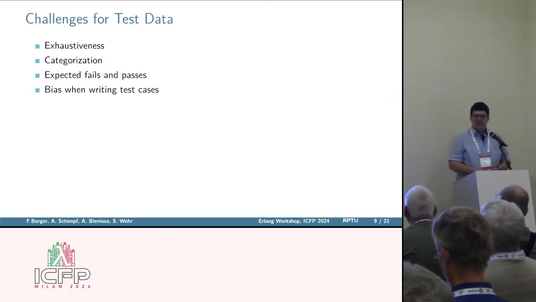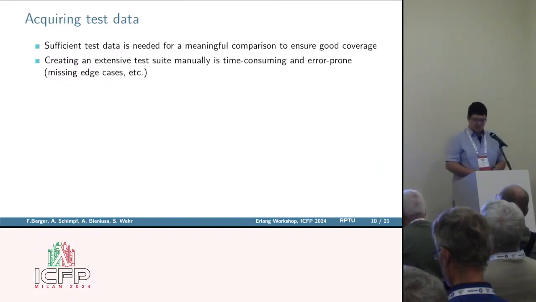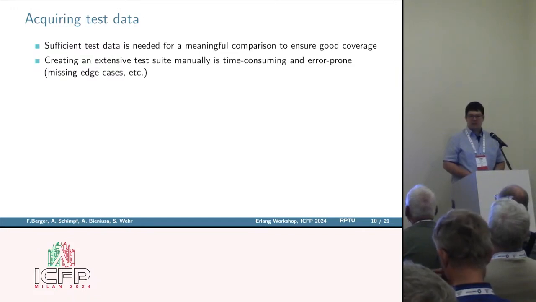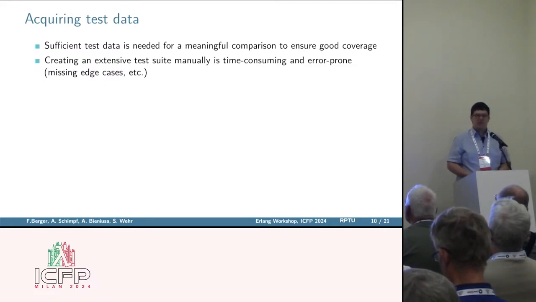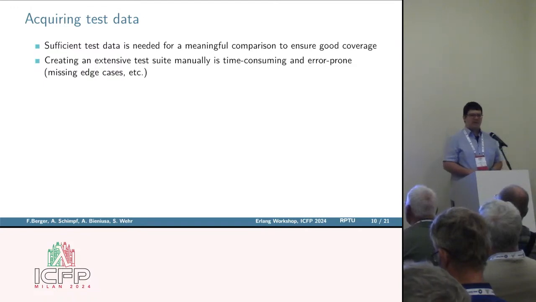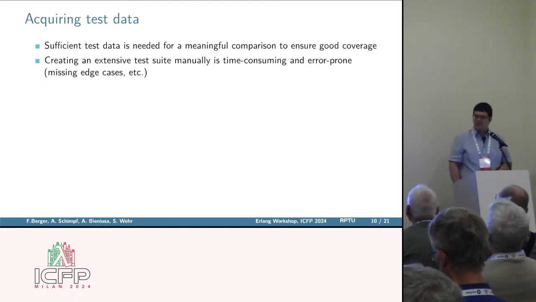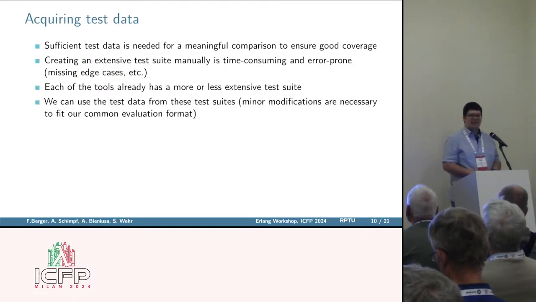Now, how do we actually get this test data for the comparison? As we saw, we need sufficient data so we get a meaningful comparison and cover all the important parts. Unfortunately, creating such an extensive test suite is error-prone and very time consuming. You will most likely forget important aspects if you write everything from scratch. Luckily, we already have those 4 type checkers, and each of them has a test suite that is more or less extensive.